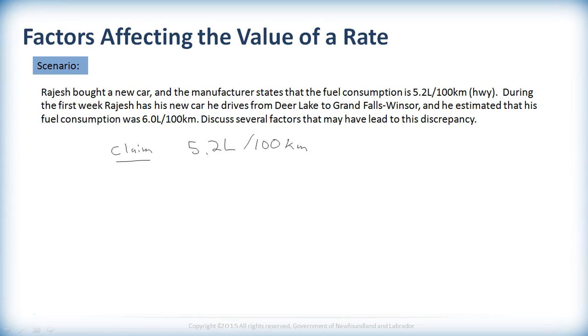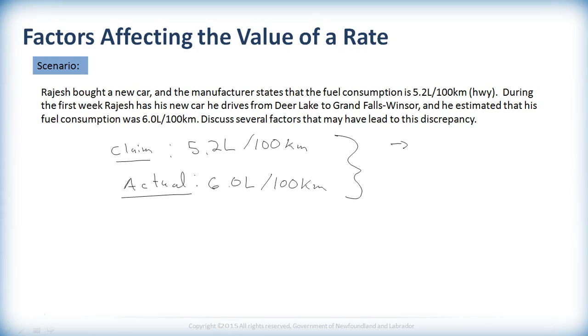Okay, so during the first week, Rajesh and his new car drive from Deer Lake to Grand Falls-Windsor. He estimates that the fuel consumption was 6 liters per 100 kilometers. So what actually happened here? He didn't get 5.2 liters per 100 kilometers. He burned more gas than that. 6.0. All right, why is that the case? Discuss several factors that may have led to this discrepancy.